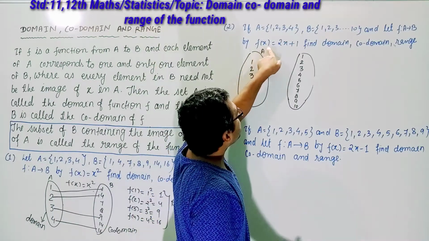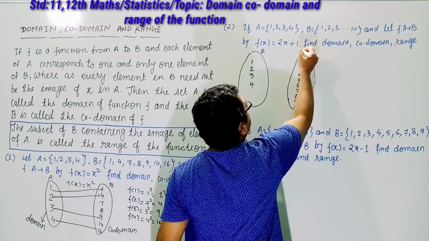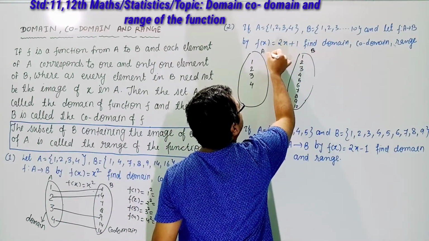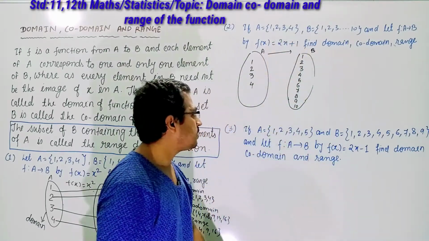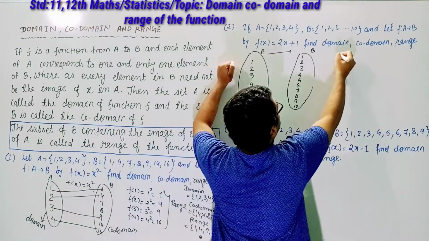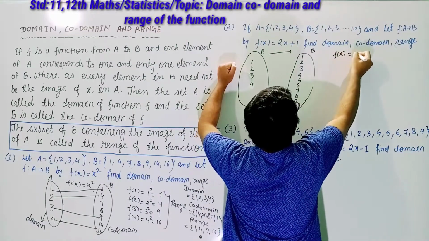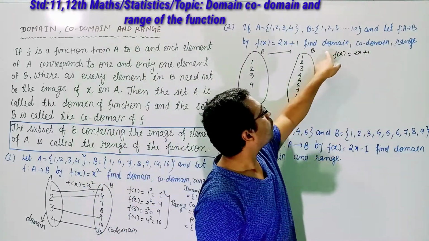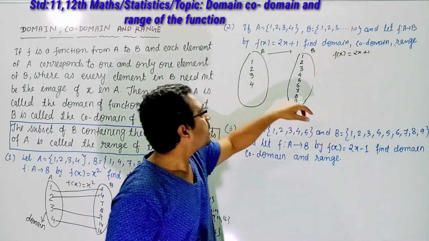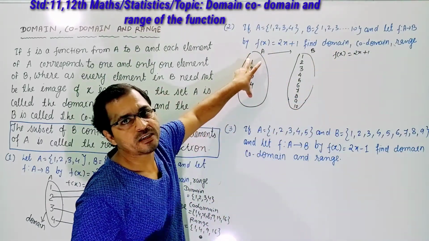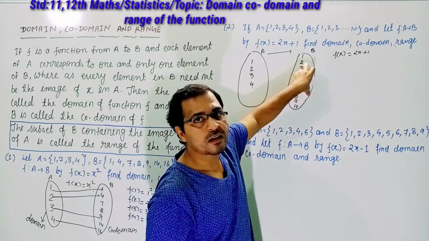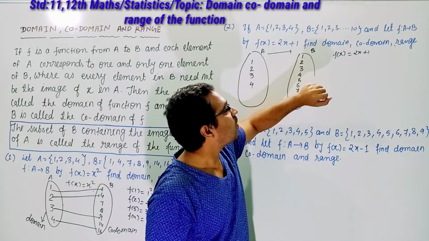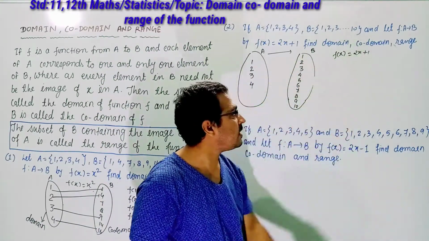Now the function is defined from A to B. This is set B. The function is f of x is equal to 2x plus 1. So what we want to find out is the domain, codomain and range. Here you can see that the elements of set A are the domain, and the elements of set B are the codomain. Now we will find out the range.